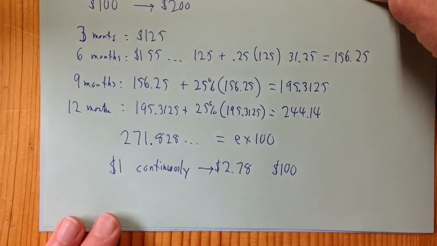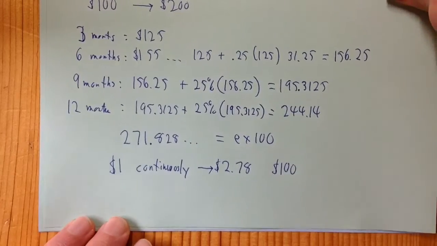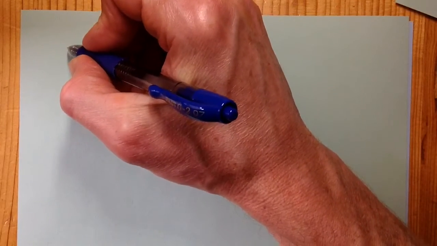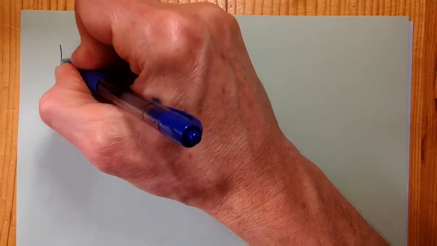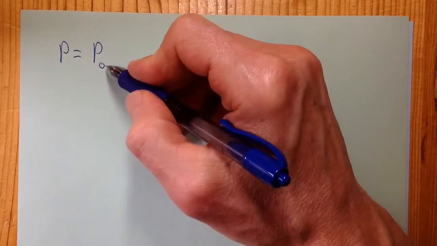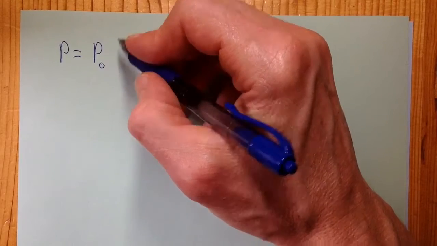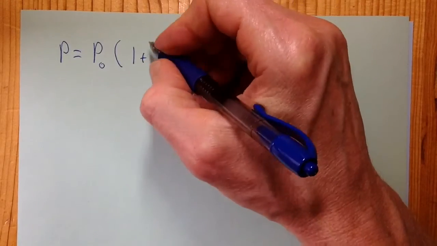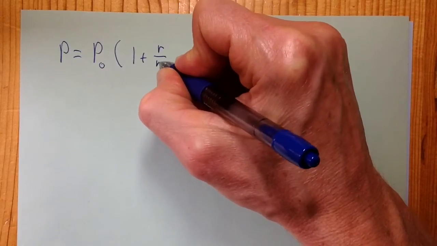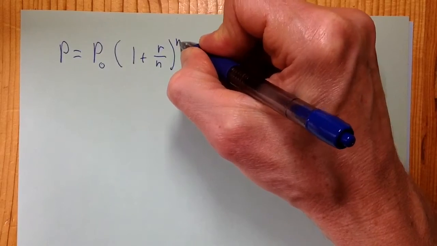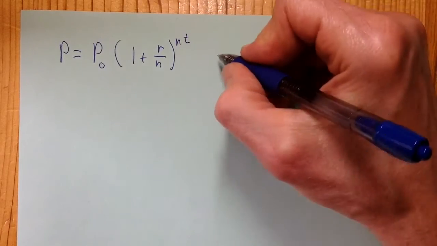Okay, so there are 2 formulas you need to know for how this works. If you do what we just did, then the amount of money you have is the principal, how much money you put in, P0, how much you have at time 0, times 1 plus their interest rate, which is R, divided by the number of times you compounded a year, to the number of times you compounded a year times time.